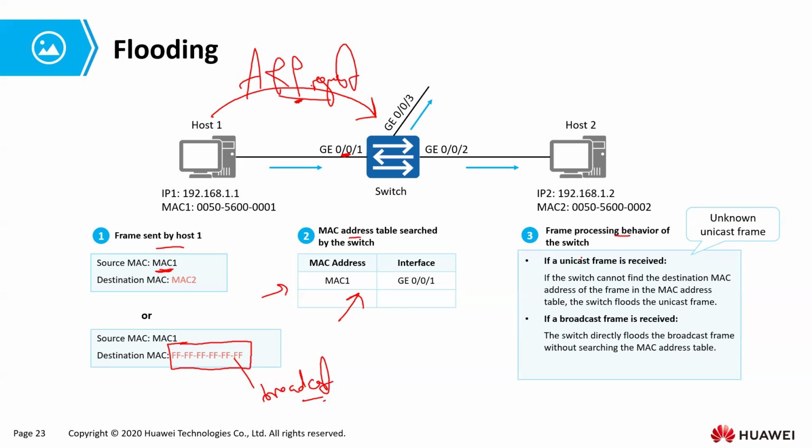Then number 3: if a unicast frame is received, if the switch cannot find the destination MAC in the table, the switch floods the unicast frame. That's an unknown unicast frame. If a broadcast frame is received, the switch directly floods the broadcast frame without searching the MAC address table. Two different processes.